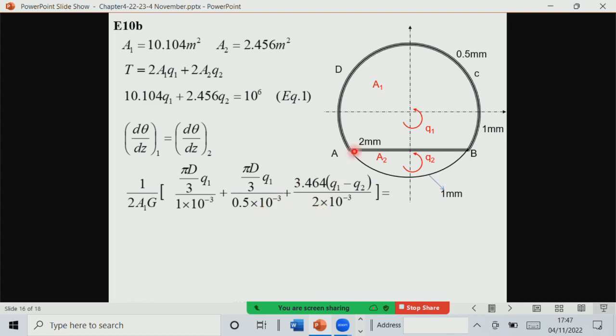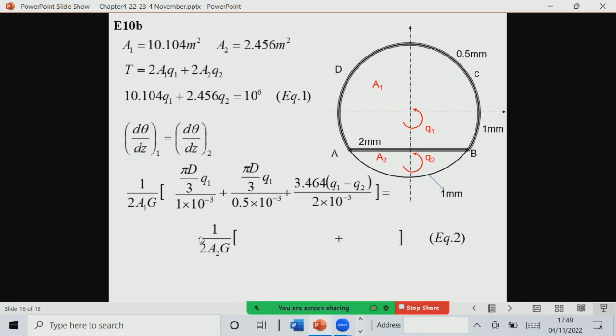Now this is for the top shell. The top shell has a central angle of 120 degrees, which is a third of a circle, so pi d over 3 is a third of a circle. The shear flow in the top one is Q1, and that's its thickness. So this is the rate of twist of the top cell. We move on to the bottom cell.